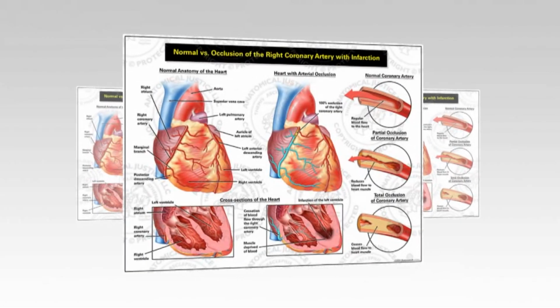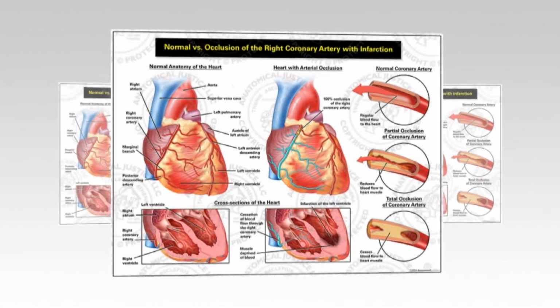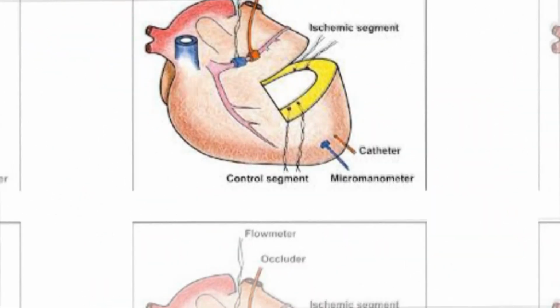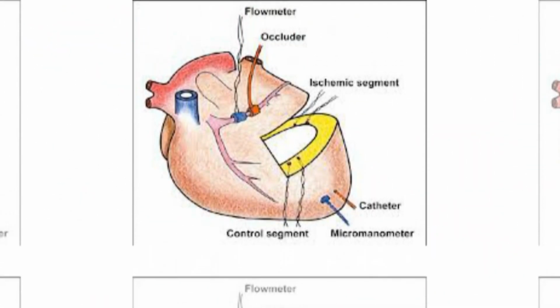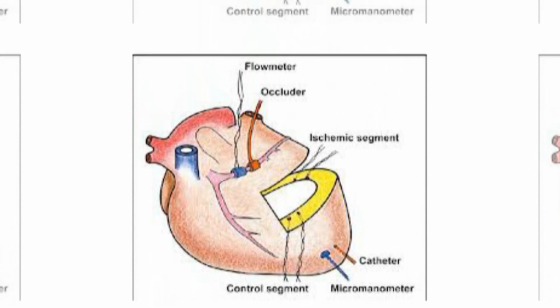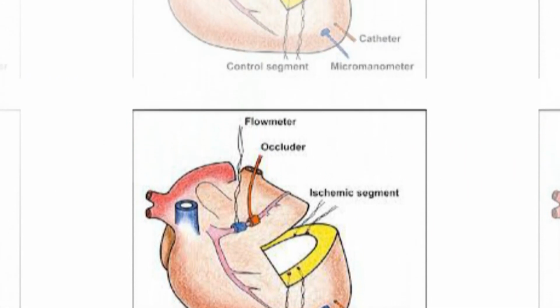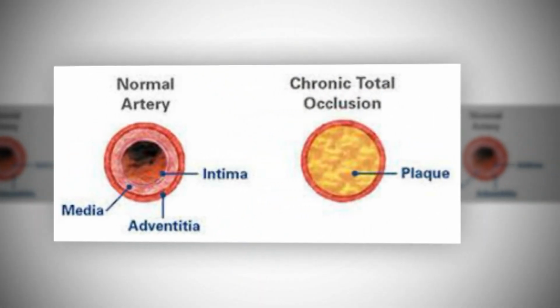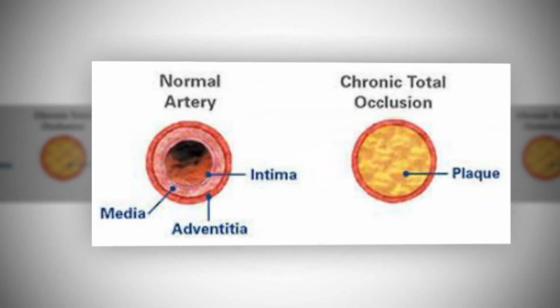What is cardiovascular occlusion? Cardiovascular occlusions are blockages that occur in the coronary arteries, which are the blood vessels that provide blood flow to the heart. This blockage is usually the result of a fatty substance called plaque building up and narrowing the arteries.